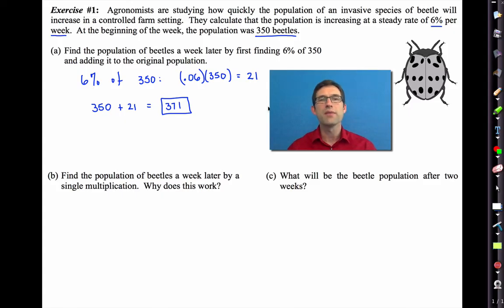Now, and this could be maybe the most important part of the lesson, let's take a look at letter B. Letter B says, find the population of beetles a week later by a single multiplication. Why does this work? In other words, I want to figure out that 371, but I don't want to have to multiply, get an answer, and then add. So let's walk through this together. This is very important. What we really did in the problem above is we took our starting population, 350, and we added to it 350 times 0.06.